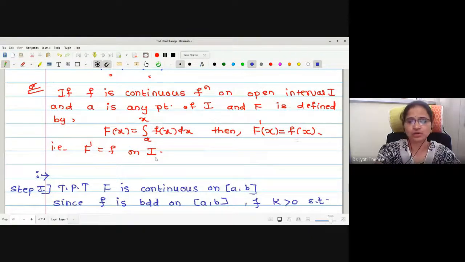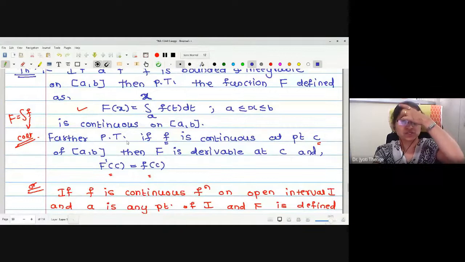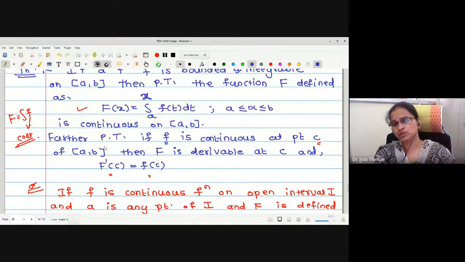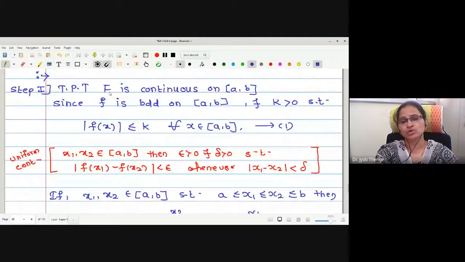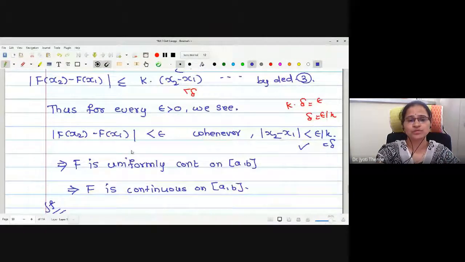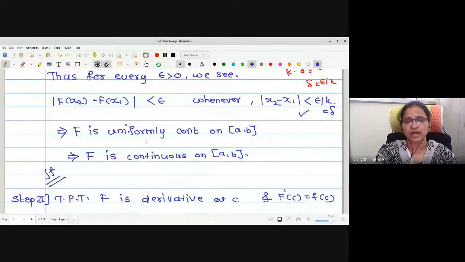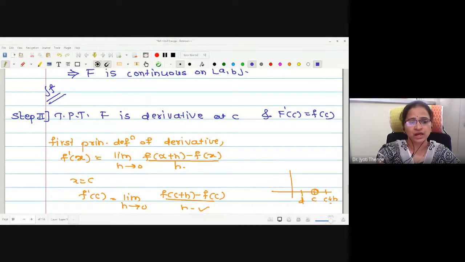The statement I told you already. Now it is enough to prove two steps. In the first step, we will show that the function capital F is continuous, and in the second step, we will show that capital F is derivable at C with this value. The first step we have already completed. In order to show capital F is continuous on the closed interval [a, b], we checked uniform continuity. The function is uniformly continuous, hence one can write that the function is continuous on the given interval as well.